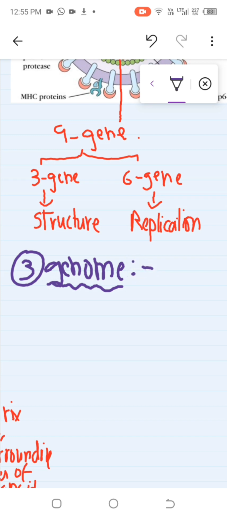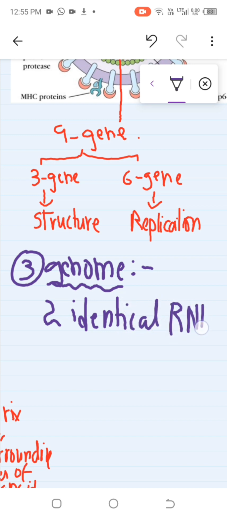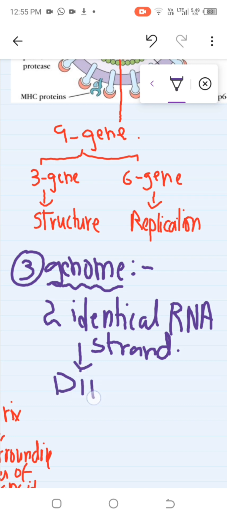Okay, so HIV basically possesses two identical strands of RNA, which is known as the genome. Due to the presence of two RNA molecules, HIV is also known as diploid. As we know, diploid is something which contains two things, two in number. So HIV contains two RNA strands, which is why it is known as diploid.